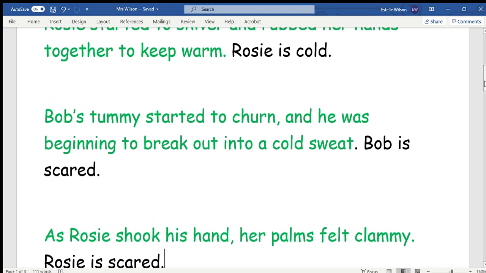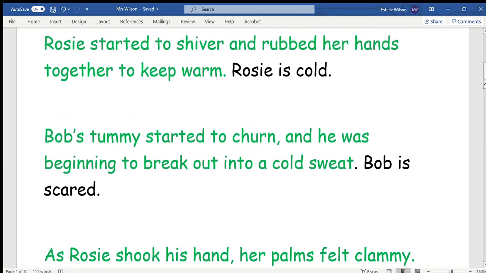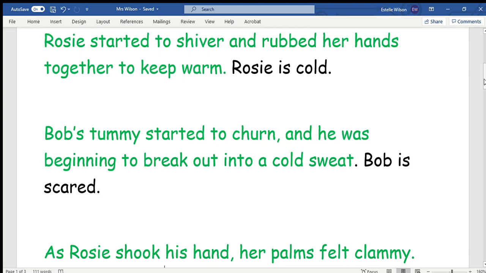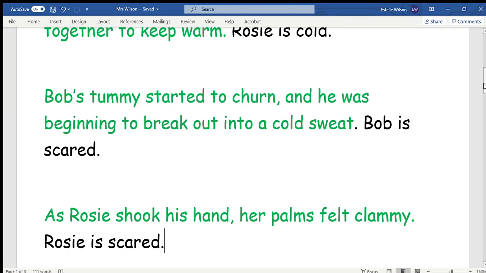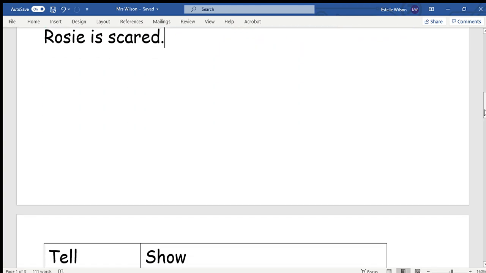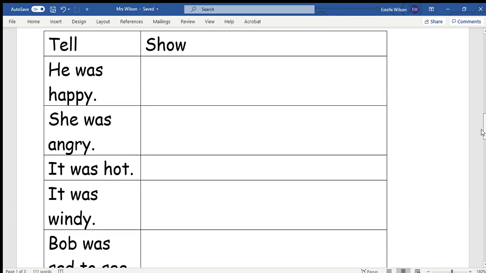So all 3 of these sentences are showing us how you can show through your writing without actually telling. And yet, as readers, I'm sure all of you were able to tell me, or tell the screen, exactly how the character was feeling through your inference skills. Okay, so that's really what we're looking at today, the showing, not telling technique. Let's have a look at some more examples.